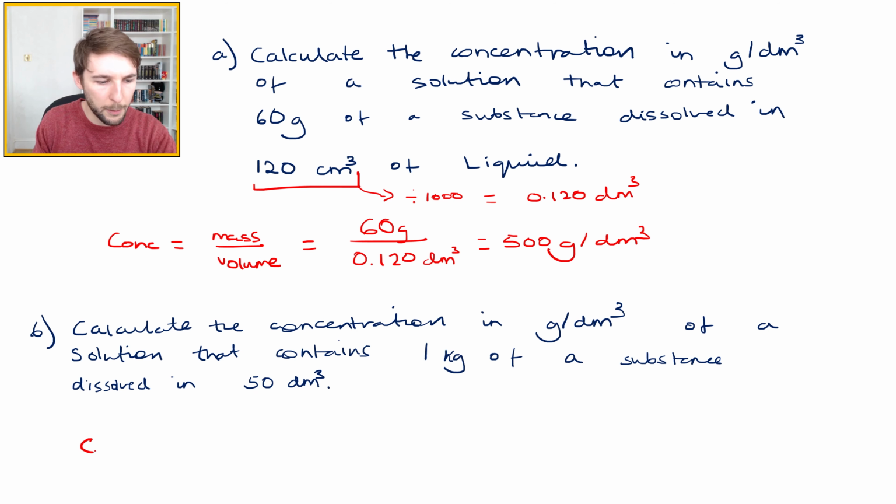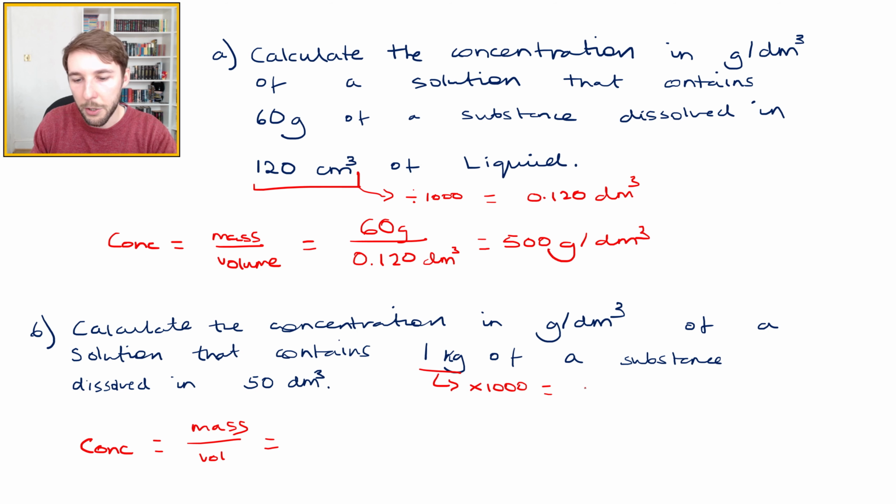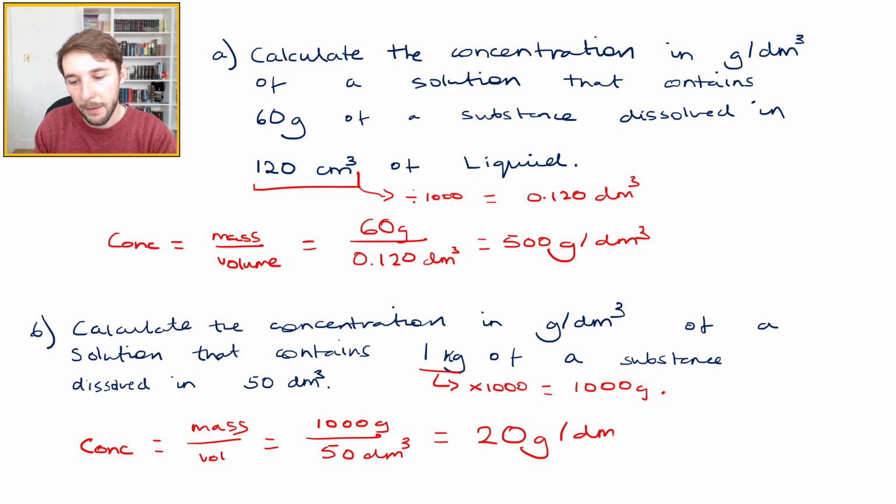Okay, again in our second problem we can use the same equation, concentration equals mass divided by volume, and I'll just call it vol for now. We've got 1 kilogram here, so there are 1000 grams per kilogram, so I'm going to multiply that by 1000 and you should get 1000 grams. So we're going to have 1000 grams divided by 50 cubic decimeters. I'll put my units in, just to show my working, and therefore you're going to get an answer of 20 grams per cubic decimeter.